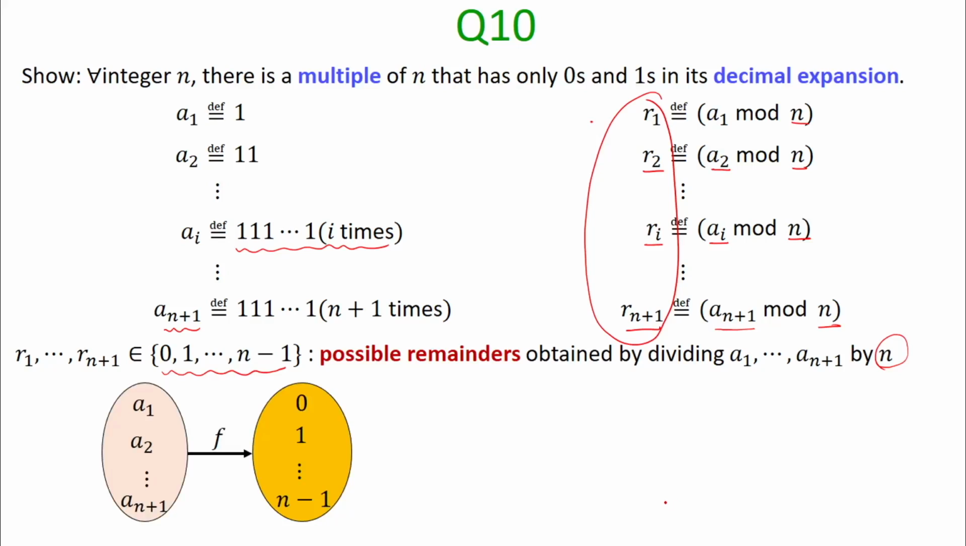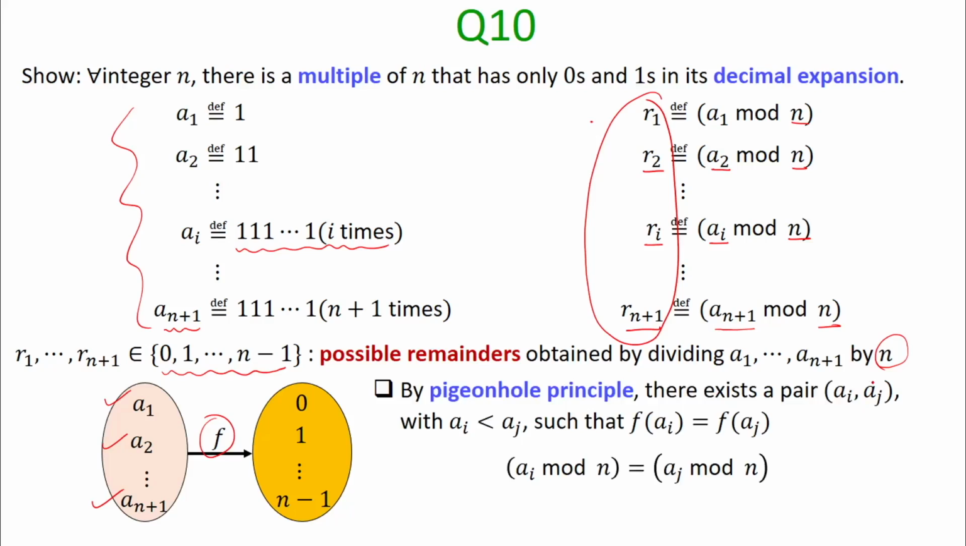Now, you have to apply the pigeonhole principle. My pigeons are the numbers a1 to a(n+1) that I have constructed here. My holes are the remainders which I can obtain by dividing these numbers by n, and I have n possible remainders, and my function f maps each number to the corresponding remainder obtained by dividing that number by n. So you have more numbers and fewer remainders, so it follows from the pigeonhole principle that you always have a pair of numbers ai and aj out of these n+1 numbers which give you the same remainder when you divide ai and aj by n.